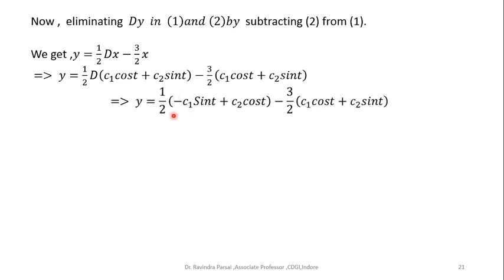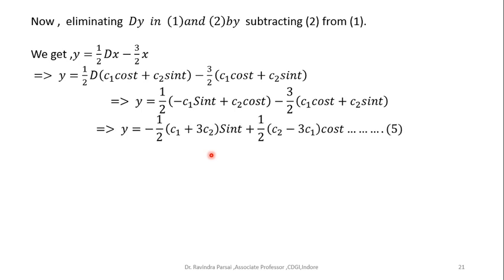That is, y equal to 1 by 2 of (minus c1 sin of t, because the differential of cos t is minus sin t, plus c2 cos of t) minus 3 by 2 of (c1 cos of t plus c2 sin of t). So this is your y, by solving this.